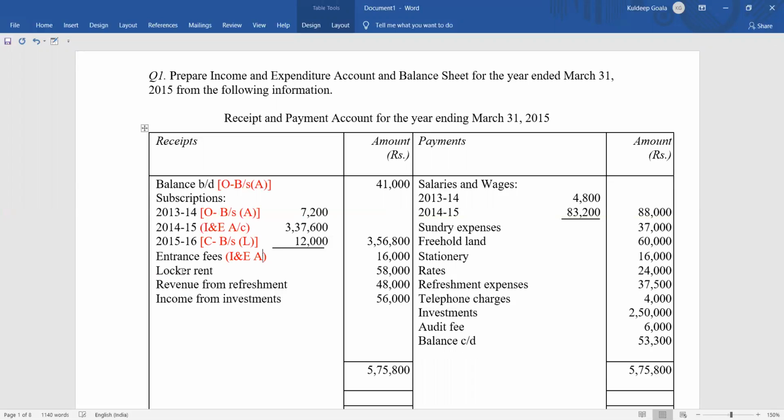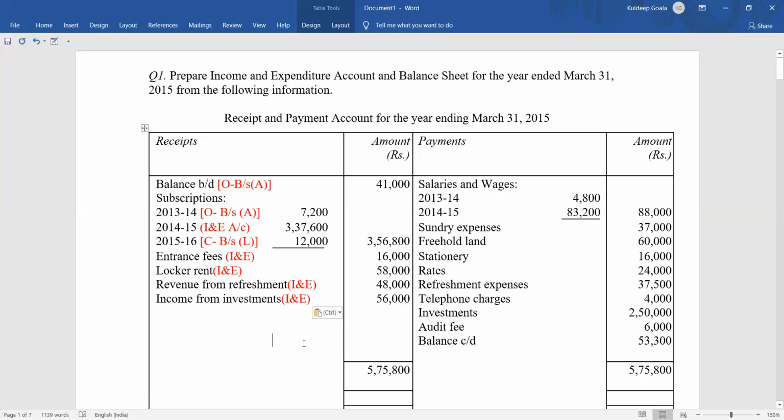Put I and E, that will be enough, I think. Then local rent also we have received, so it will also come in the income and expenditure account, income side. Then coming to the next one, revenue from refreshment. This will also come in the income and expenditure account, income side. Then coming to the next one, income from investment. It will also come in the income and expenditure account, income side.